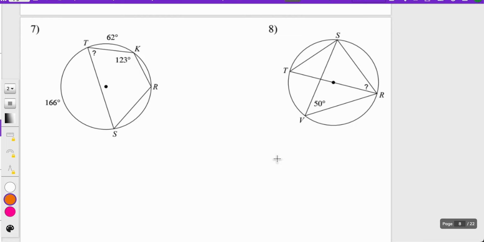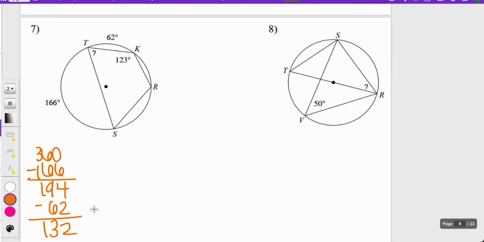For number 7, what I'm thinking about here is I know that this degree measurement is 166, so maybe I start with 360 and subtract 166. And I'm going to get 194. And then I've also got this 62 taken care of. So minus 62, I'm going to get approximately 132 as a remaining piece.